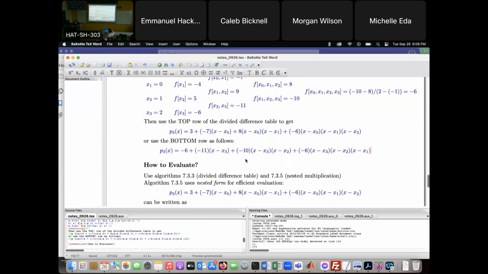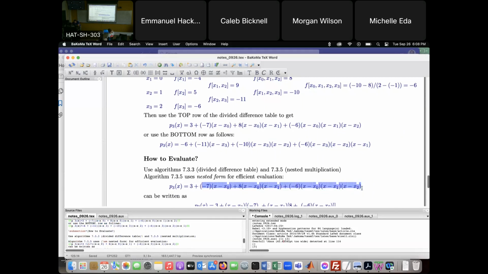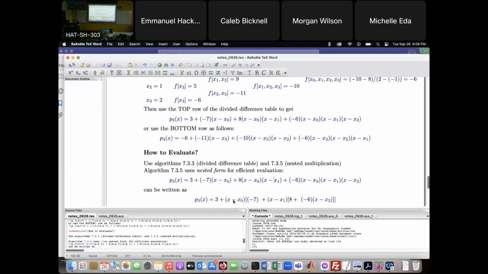Now, the idea is this. So here's the first form, the Newton form from up above. What you can do is, if you note that, for instance, all of these terms here that I've highlighted have x minus x naught as a common factor, I can factor it out of them.